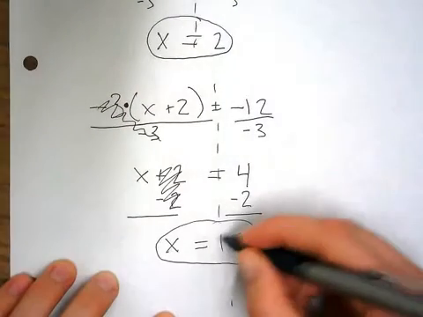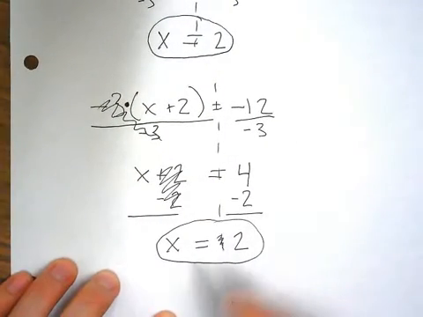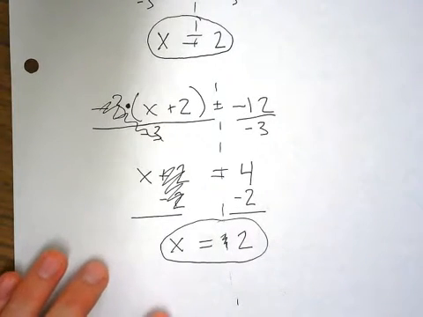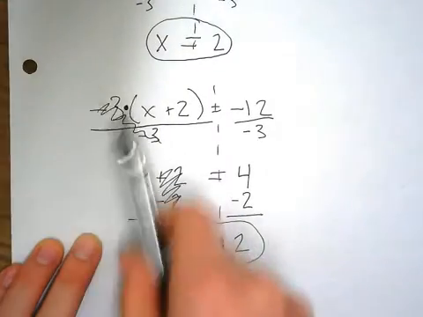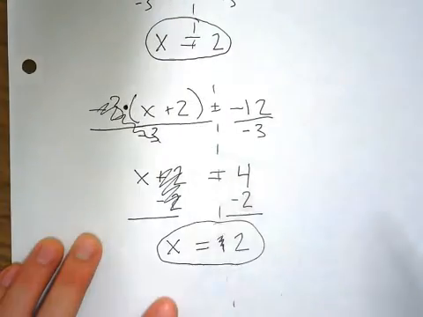Oh, this isn't a 12. This is just part of my dotted line. x equals 2. And that is how we can solve equations that have a number times something in parentheses.